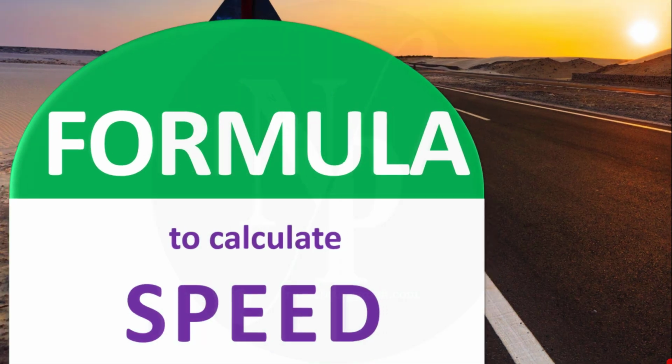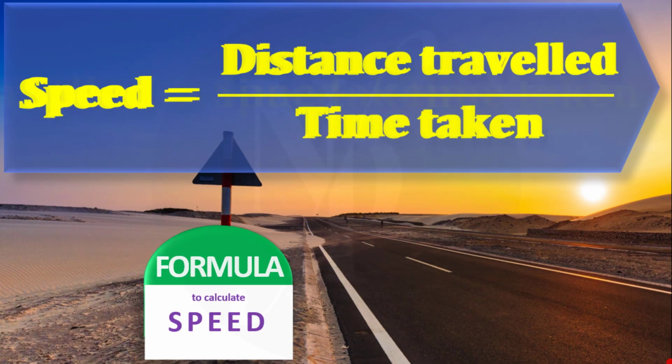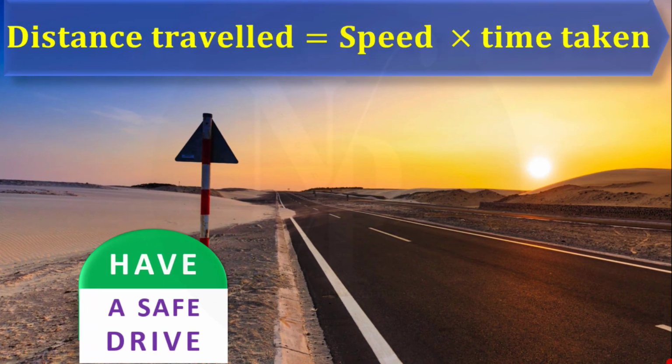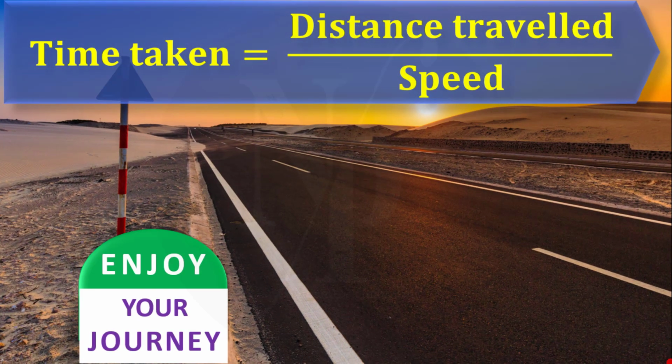Formula to calculate speed is distance traveled divided by time taken, which can be modified as per the demands in the questions, as distance traveled is equal to speed into time taken, and time taken is equal to distance traveled divided by speed.